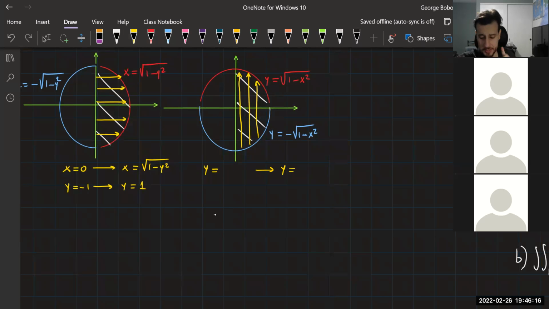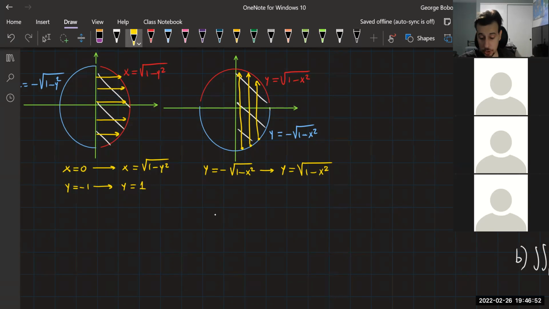Grace, one second. You see where the arrows start? They all spawn on the blue curve, right? So that has to be what bounds our y from the bottom. And then they end all the way at the red curve up here. So that has to bound the top in terms of y. Do you see what I need to write there? So y goes from negative root 1 minus x squared to root 1 minus x squared.